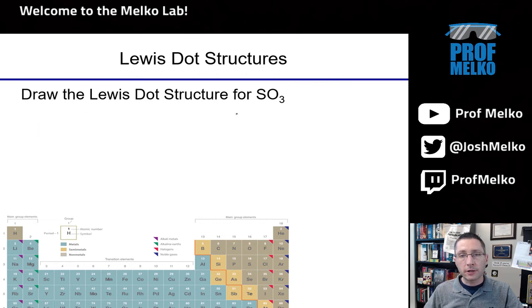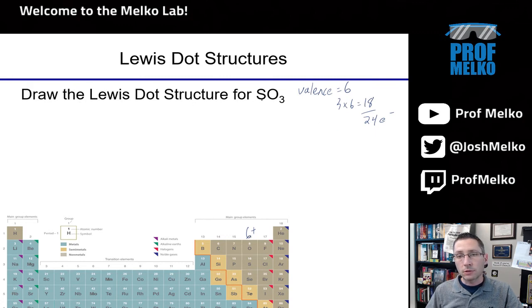So, step 1 here is to count the valence electrons. Everything in this column here has 6 valence electrons. Oxygen has 6, sulfur has 6. So the total valence here is 6 for sulfur, plus 6 for each oxygen is 18. So 6 from sulfur, 18 from oxygen, a total of 24 valence electrons. Okay, that's the first step.